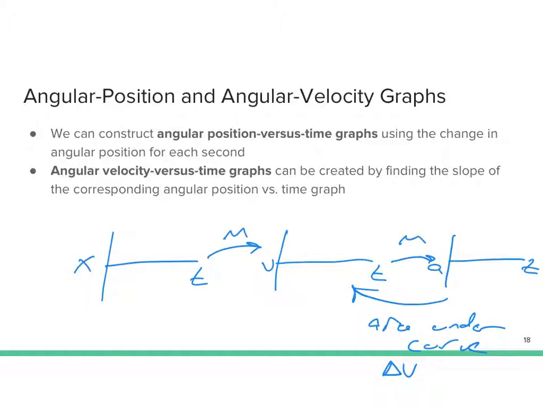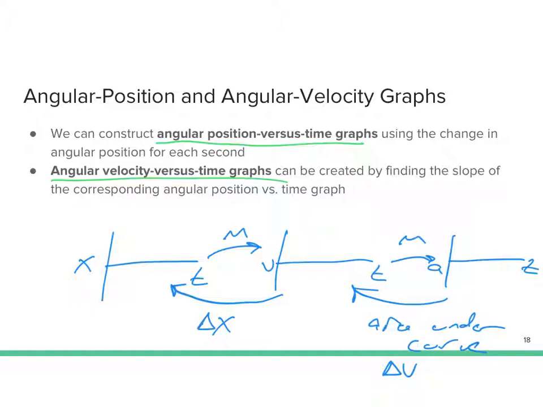So in this case, it's the change in velocity. And then the area under the curve of the velocity versus time graph is going to be our change in position, aka our displacement. So we have position versus time, velocity versus time, and acceleration versus time, change in velocity, change in position. All of these graphs are still true, except now we put the word angular in front of them.